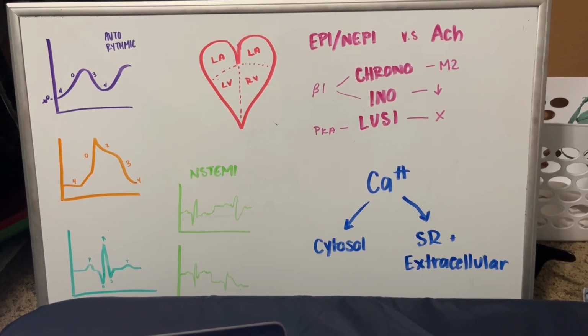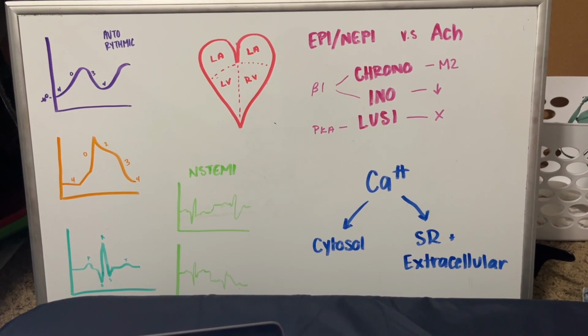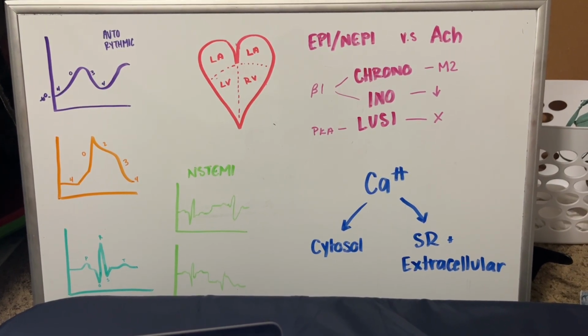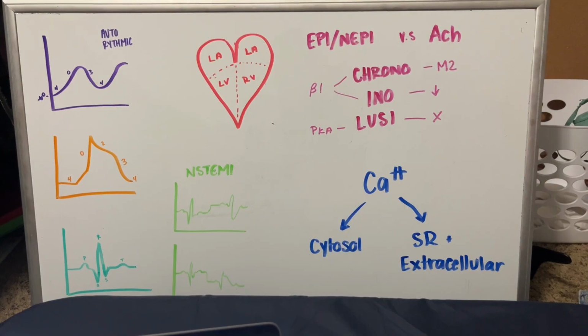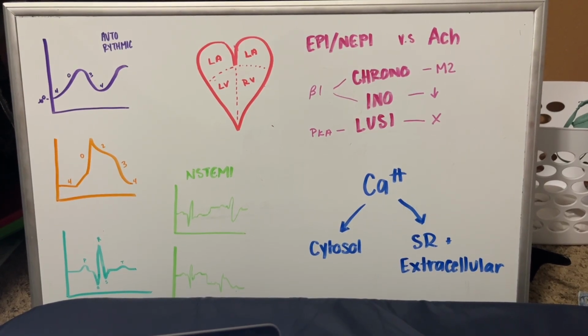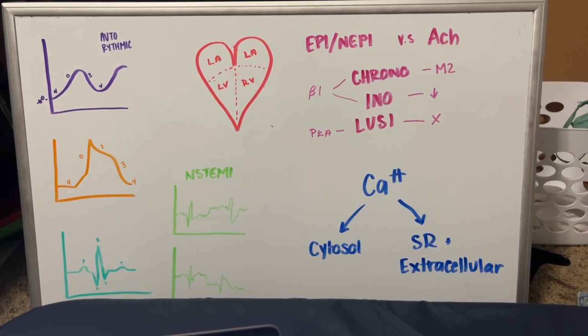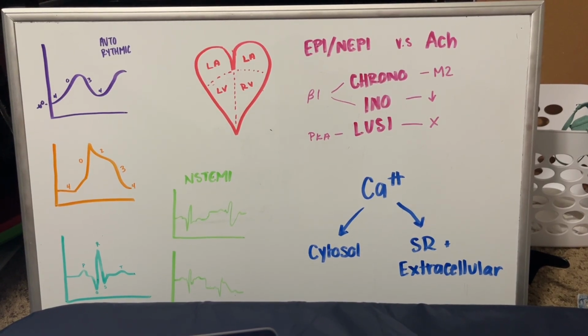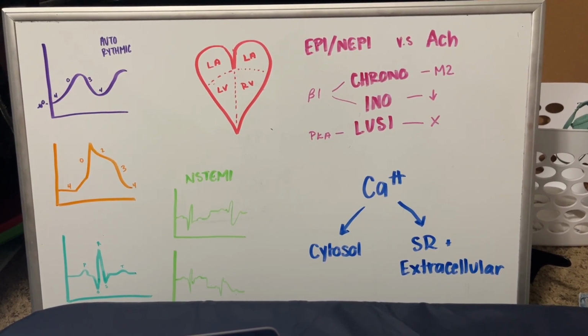Acetylcholine or parasympathetic stimulation doesn't do much for that. When we talk about the role of calcium in cardiac muscle contraction, we know that cardiac muscle contraction, like skeletal muscle, is initiated by calcium, but with cardiac muscle, unlike skeletal muscle, it uses different stores for that calcium.